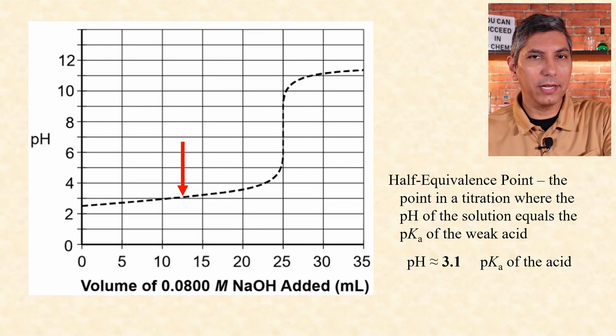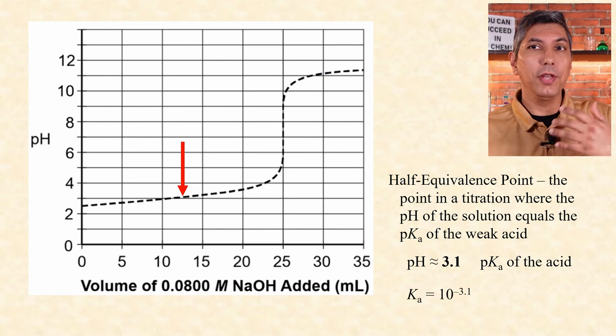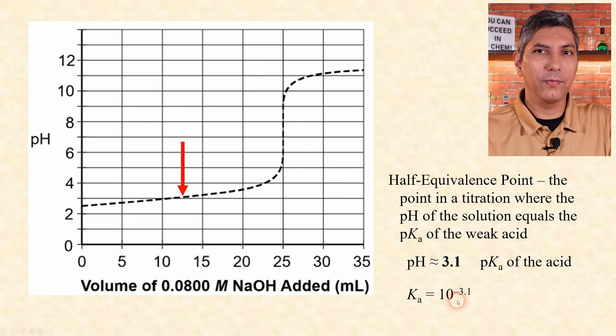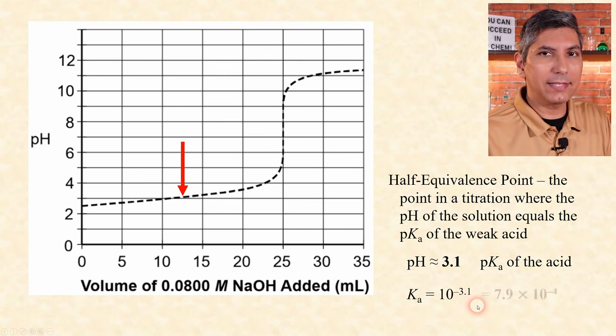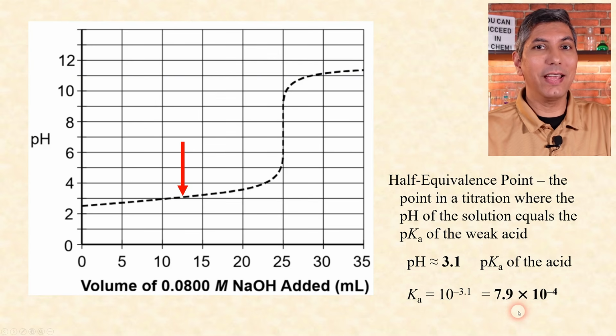If we had to calculate the Ka of this weak acid, we would just take 10 to the negative 3.1 power and find that the Ka of the acid is very close to 7.9 times 10 to the negative 4th power.